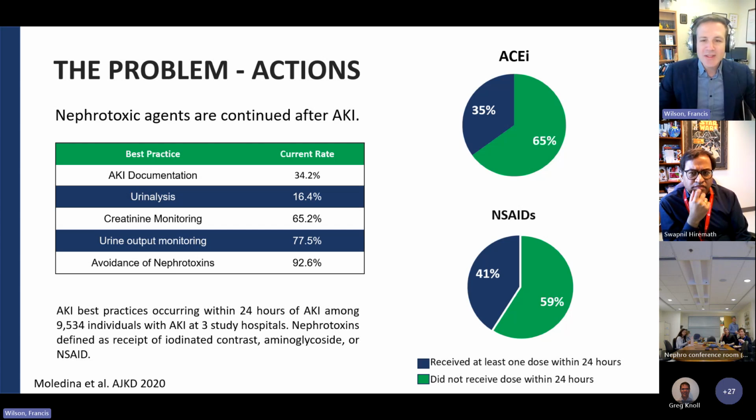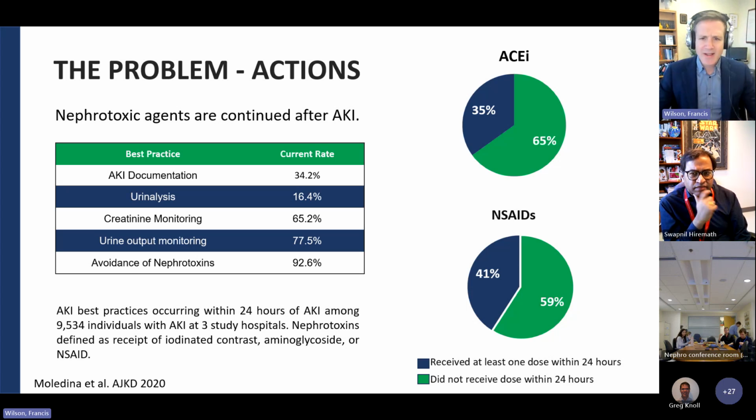And that's fine. So we looked at some more concrete things to see how likely people would be to do these best practices, which you can see here. Things like documentation, urinalysis, subsequent creatinine monitoring, urine output monitoring, and a broad category we call avoidance of nephrotoxins, which included things like contrast media and aminoglycosides. These were patients with stage 2 acute kidney injury, so a doubling of creatinine. These are pretty real people, real AKI, we would call it. And you can see the rates of some of these best practices, including things like urinalysis, which is pretty universally recommended for people with AKI, is pretty low.